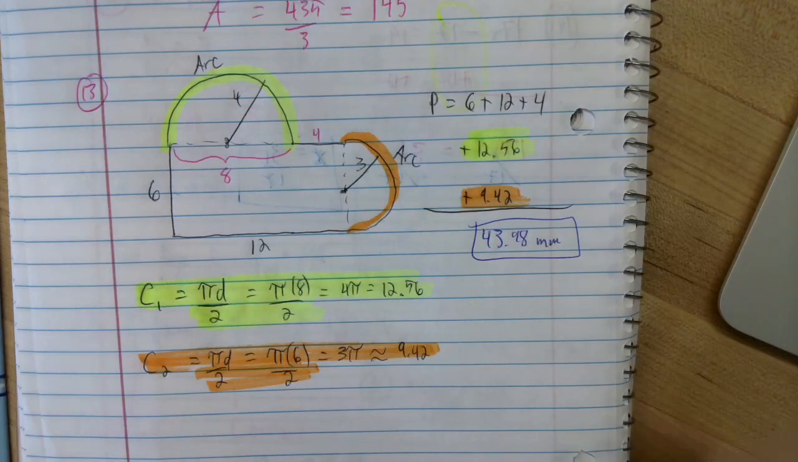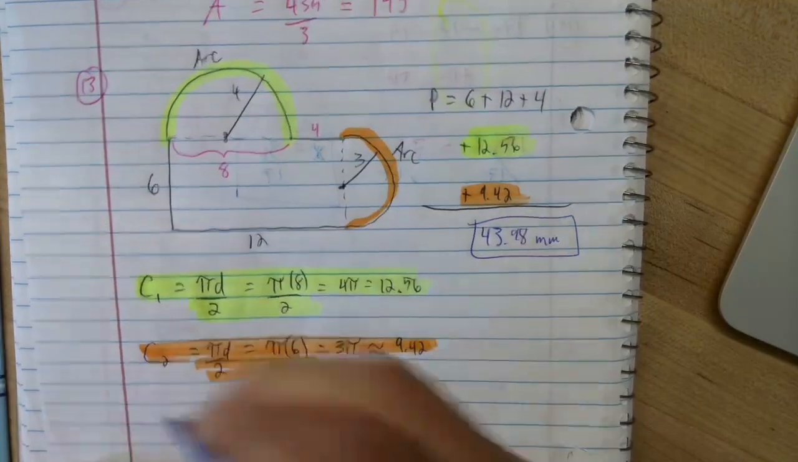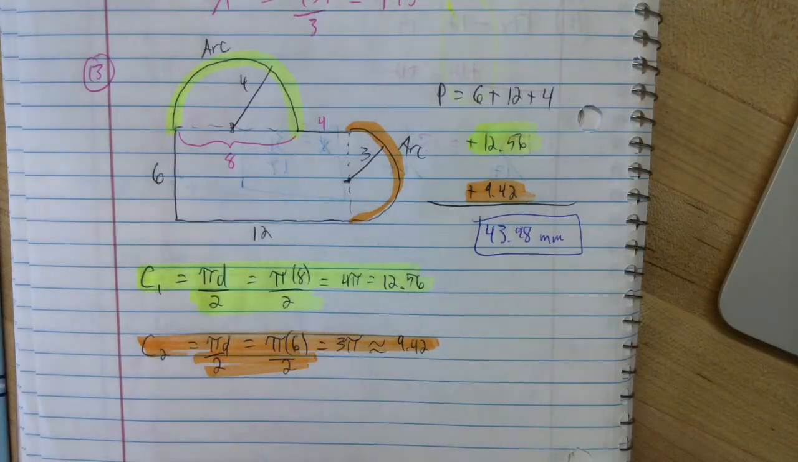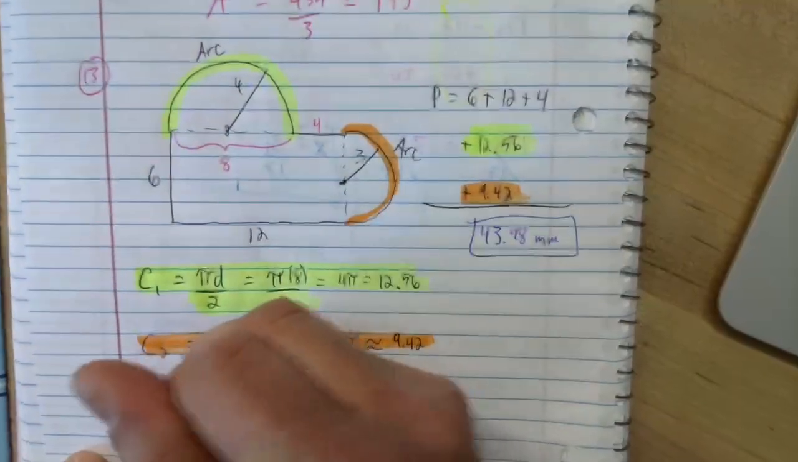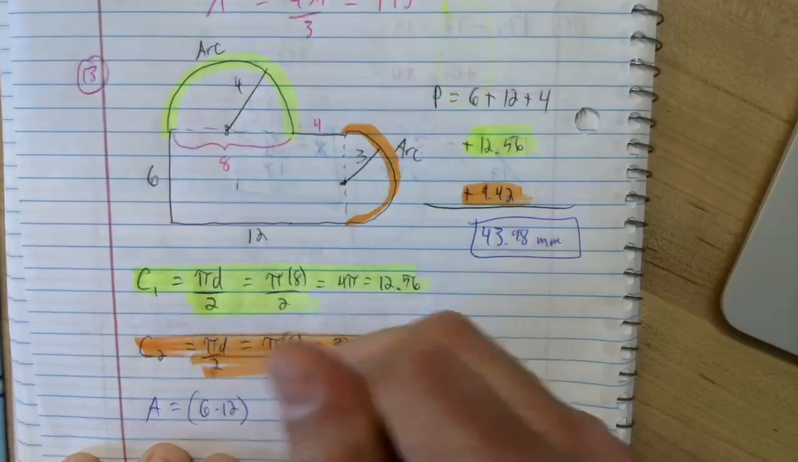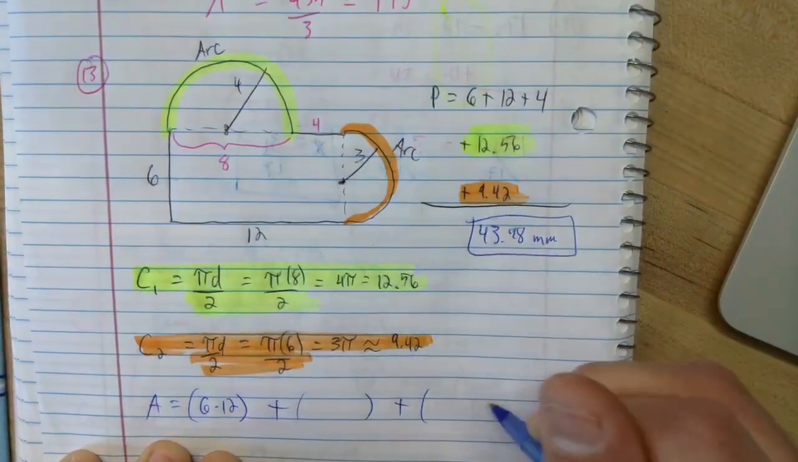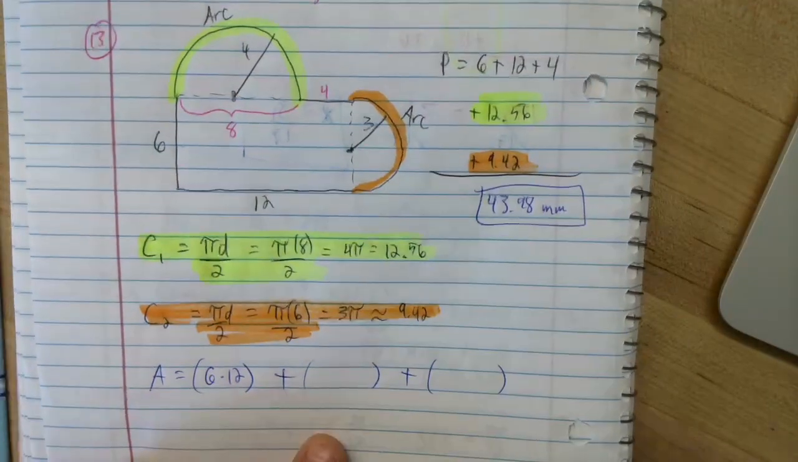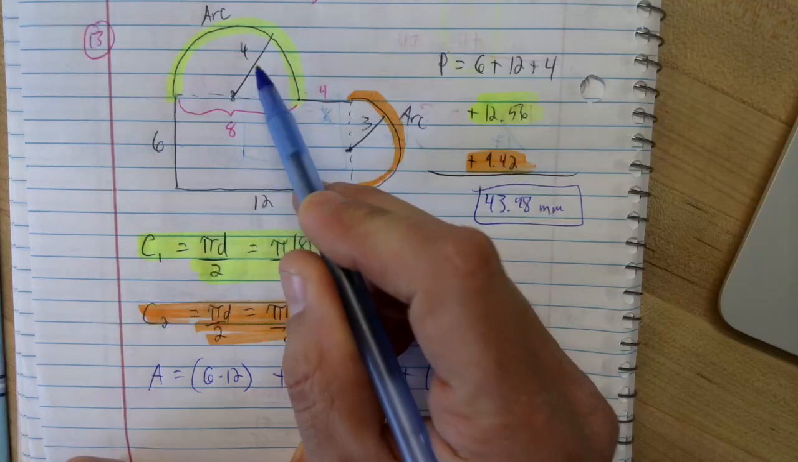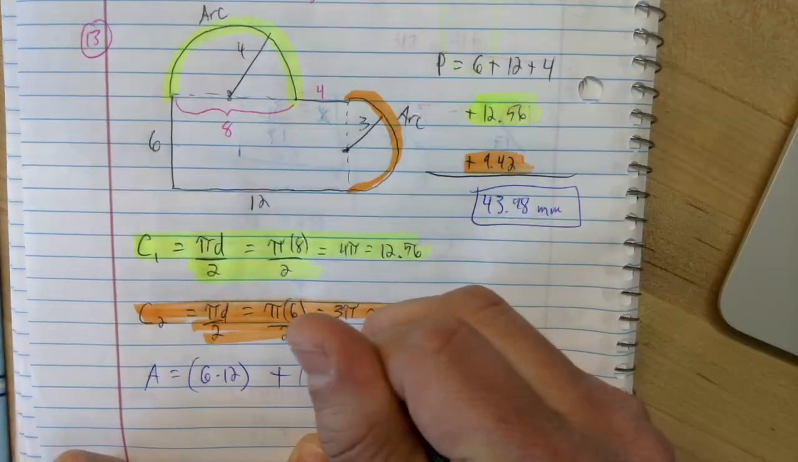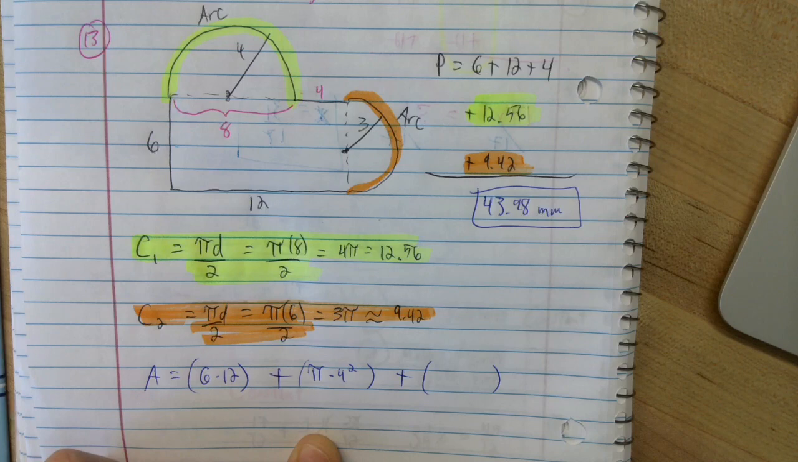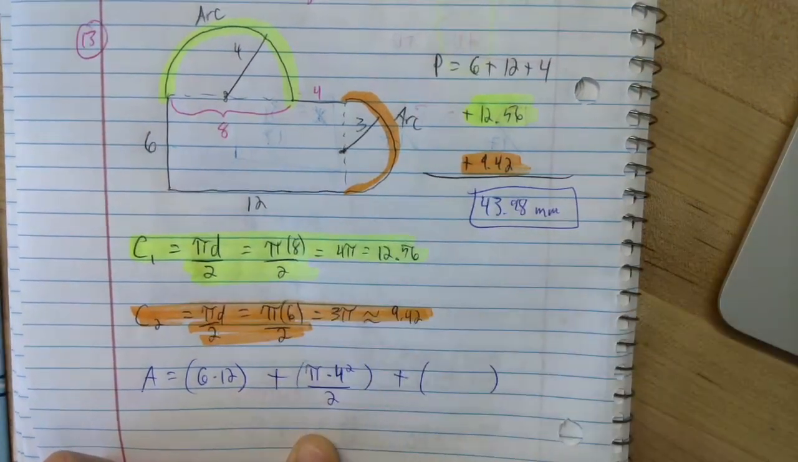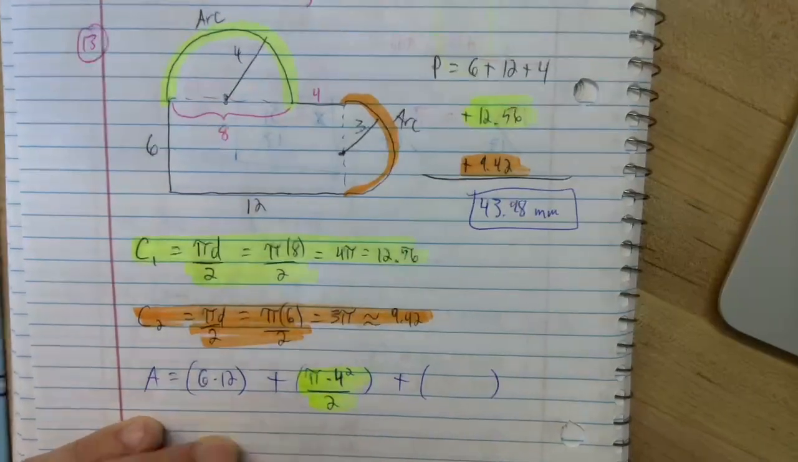Yeah. All right, so the next thing to do is find the area. How many pieces do you want to separate this out into? What would make the most sense? 3. This blob, and this rectangle. This is not a blob, it's a half circle. So it equals what? 6 times 12 plus. Now, I need to find the area of this circle and then cut it in half. So what would the area of the whole circle be? Pi times 4 squared. To cut it in half, what do we do? Divide by 2. Okay? So that's going to find that half circle's area for us.